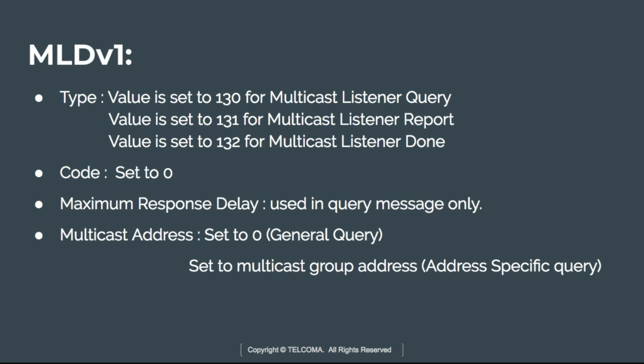The next field is the multicast address field. Here this multicast address field is set to 0 if it contains a general query, and it is set to the multicast group address if it contains an address specific query. In a report or done message, this field contains the multicast group to which a member listener belongs, or the group it is listening to. So these are the values of the multicast address field in MLD version 1.